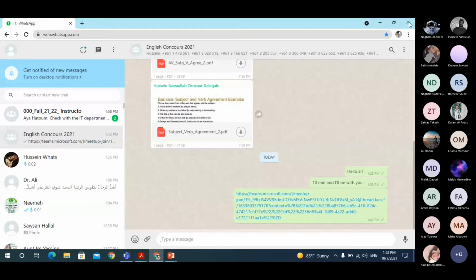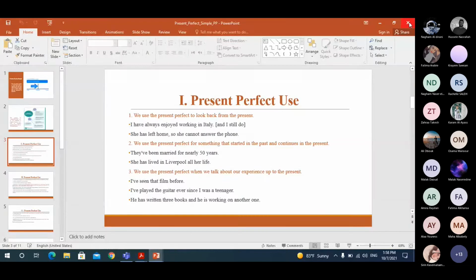As you can see from the examples, in the third part, we use the present perfect when we talk about our experience up to the present. Okay, from the examples: I've seen that film before. I've played the guitar ever since I was a teenager.